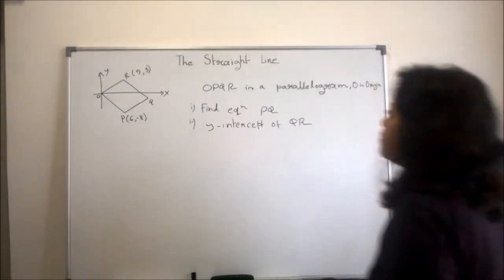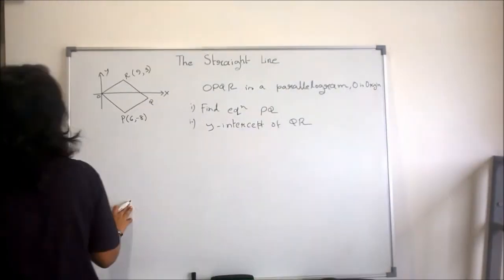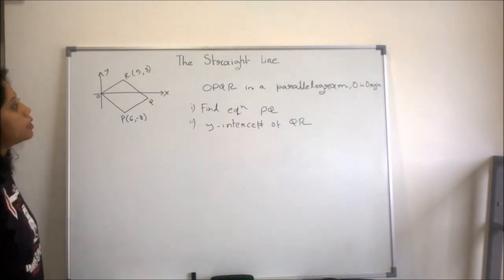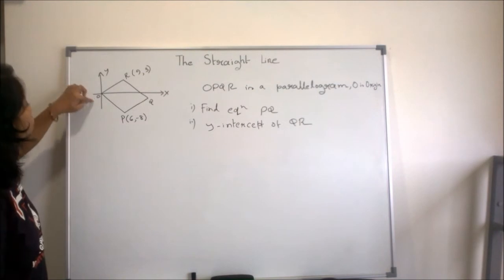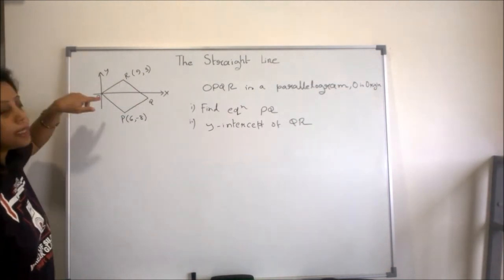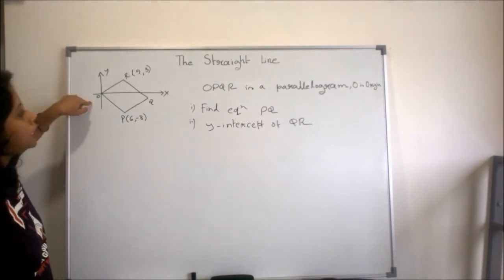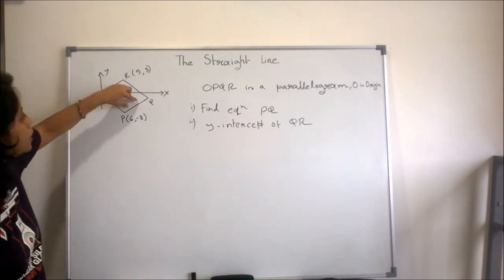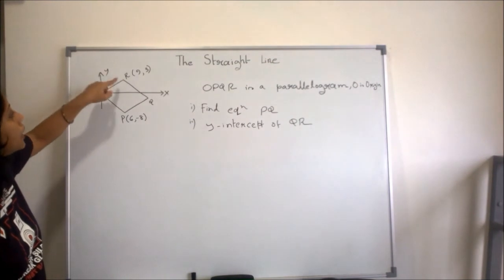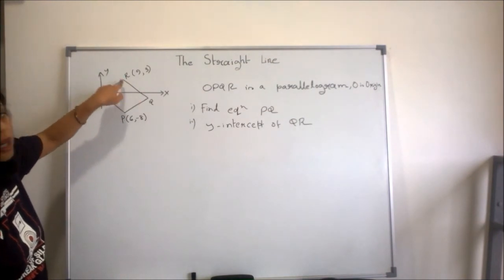Our next problem is, look at this diagram. What is given? OPQR is a parallelogram. O is the origin. We have to find out the equation of PQ and the y-intercept of QR. Okay.